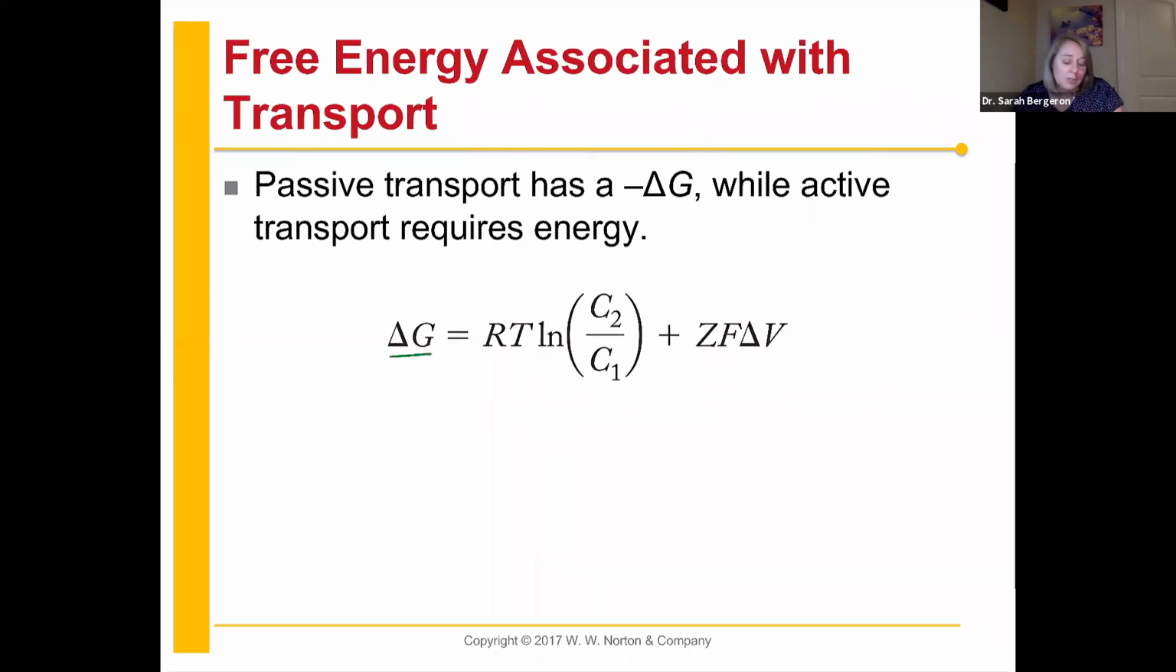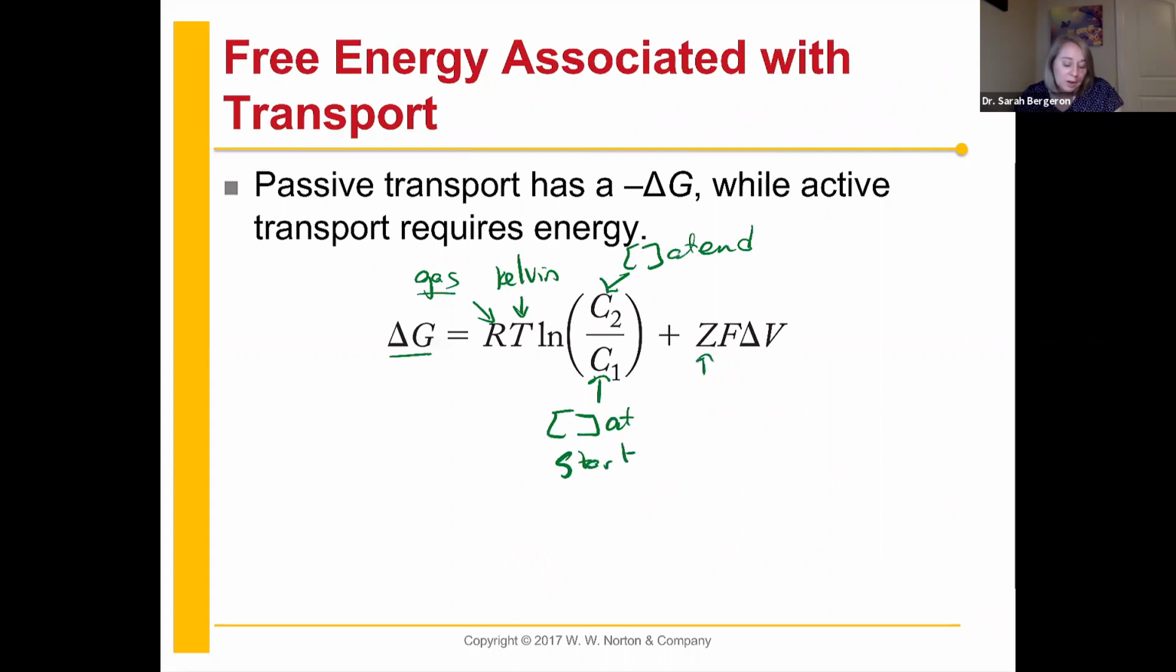Now, it's the same delta G, but we have a slightly different equation, right? R, in this case, is our gas constant. T is temperature, but be very, very careful. It's in Kelvin. Temperature's in Kelvin. Then ln C2 over C1. What is that? C1 is our concentration. I'll just put brackets, concentration at the start. And then C2 is our concentration at the end. And we'll look at a couple of examples so you can see what that means.